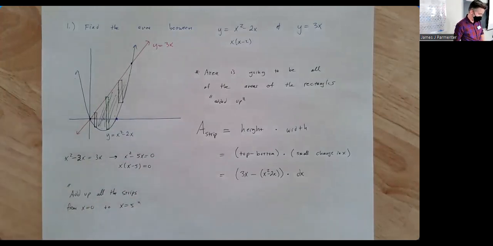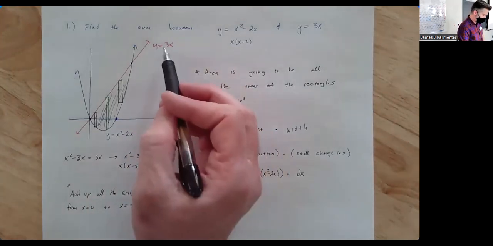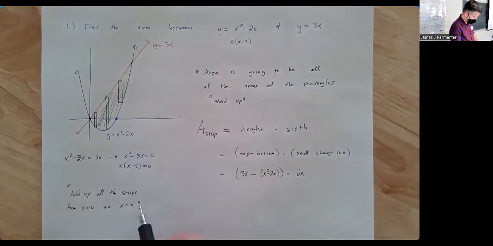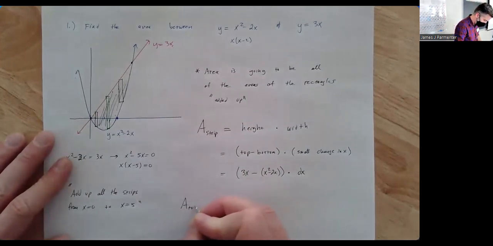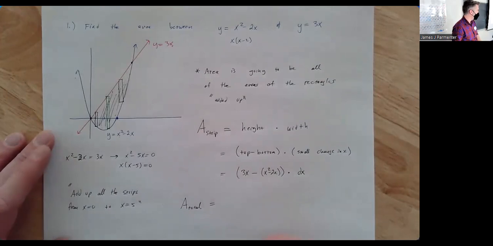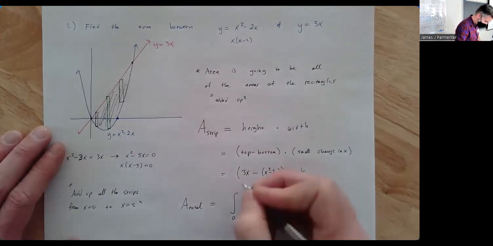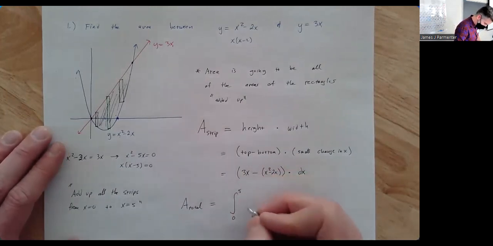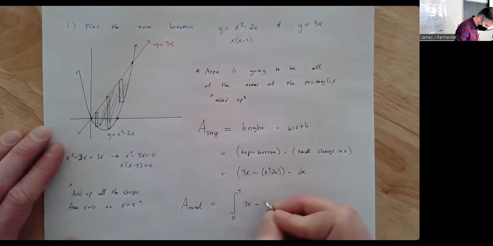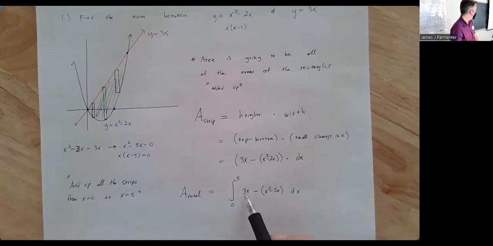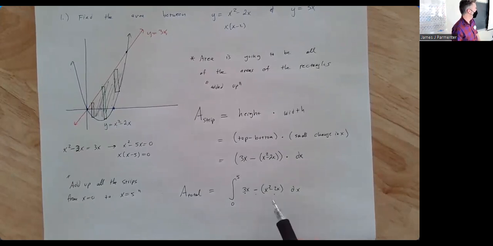We can check if we want, right? If you plug in 0, clearly they're both 0. If you plug in 5, 3 times 5 is 15. 25 minus 10 also 15. Works. So we're going to add up all the strips from 0 to 5, meaning we're going to say that the total area is, well, the way we add up all the strips in calculus is the integral from x equals 0 to x equals 5 of your top function minus your bottom function. Or I should even say this in a more expressive way, as your function with higher y values minus your function with lower y values on that interval.